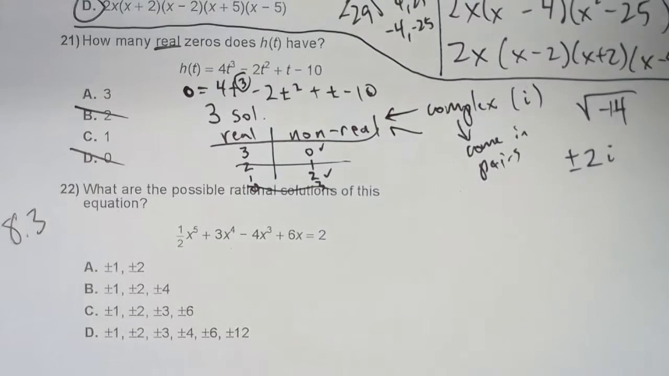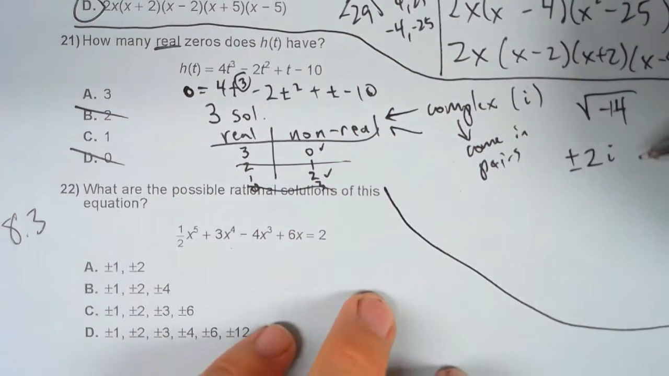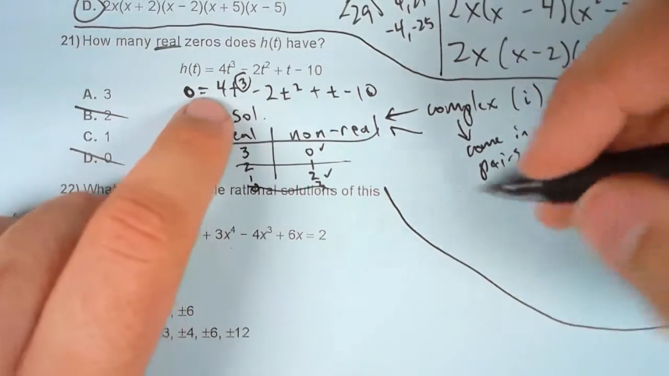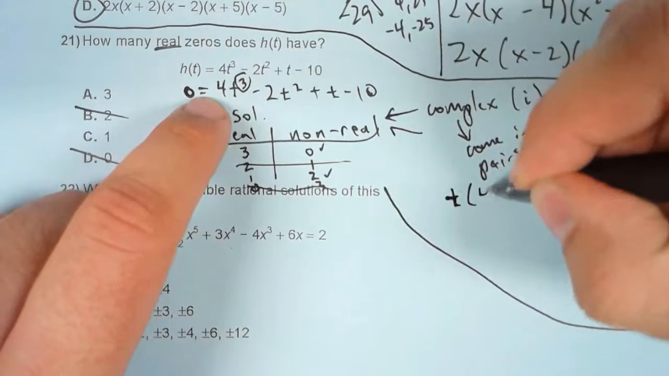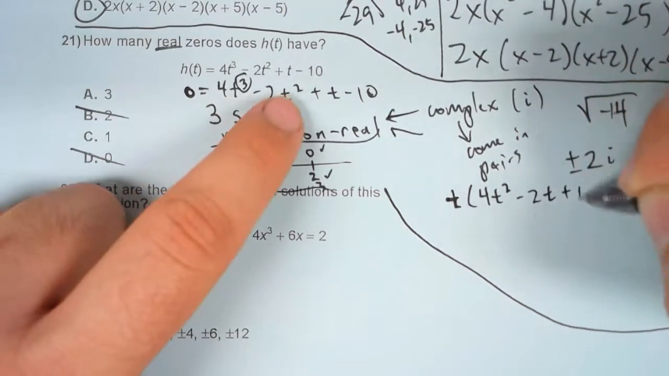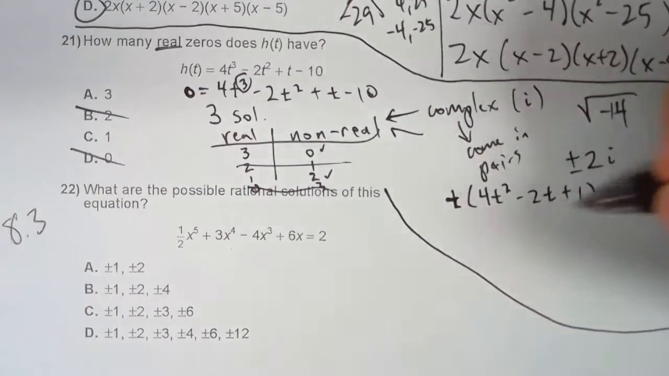Well, I'm going to use some of the space down here for this. We'll come back to this. We can factor this expression. We can factor a t out of the first 3. So when I factor a t out, I'm going to get t times 4t squared minus 2t plus 1, minus 10. So it looks like we're going to have to figure out how many solutions we can get from here.